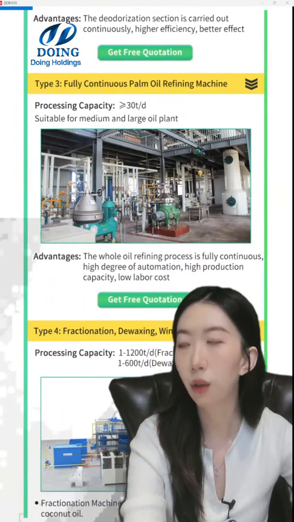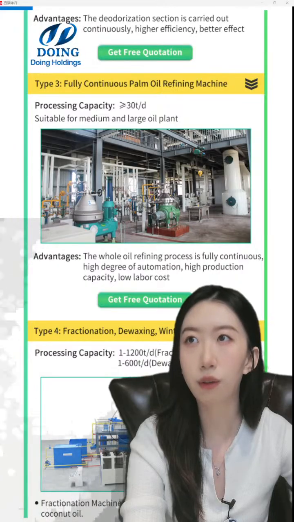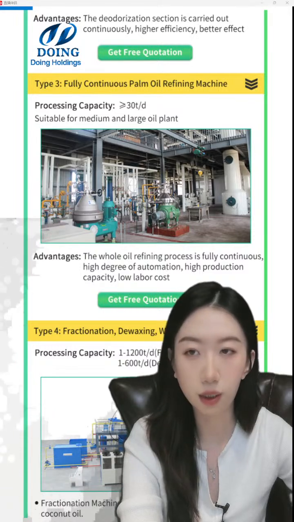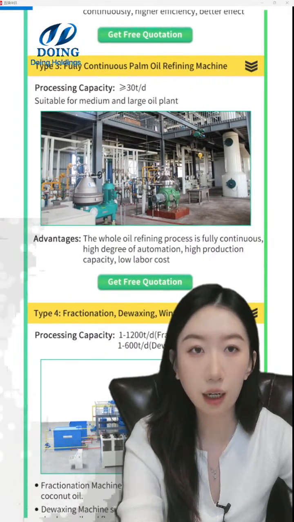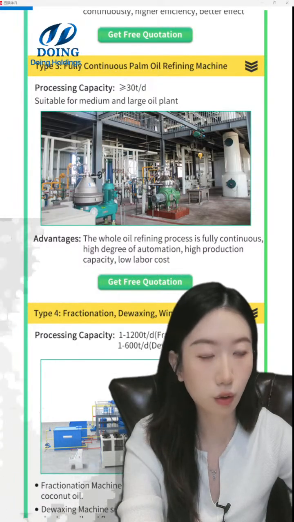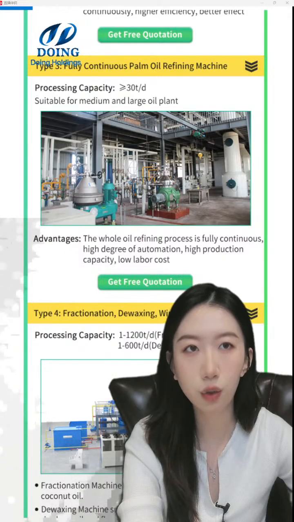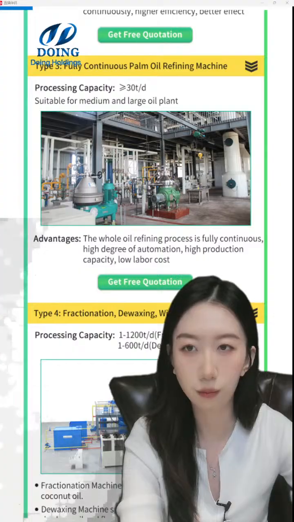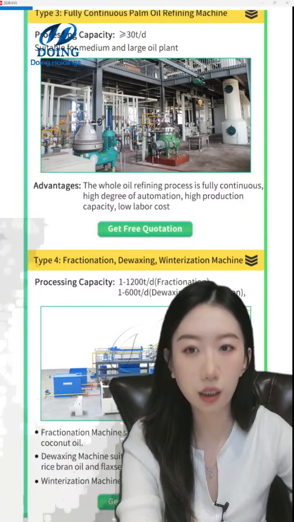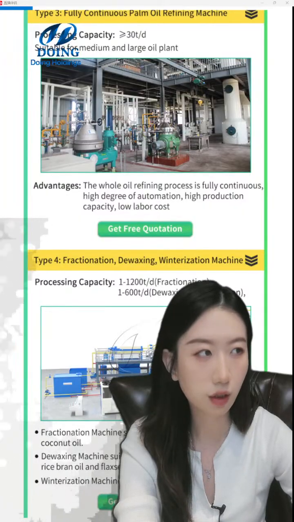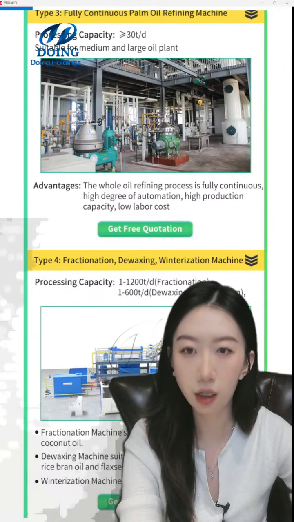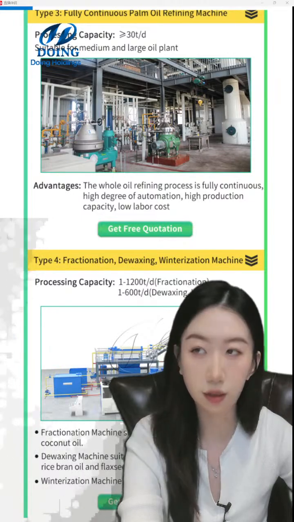The last one is the fully continuous palm oil refining machine. Its capacity is more than 30 tons per day. Its entire process is automatic. You don't need many workers to control it, just 3 to 4 workers. And the oil waste is lower. The quality of oil is better.